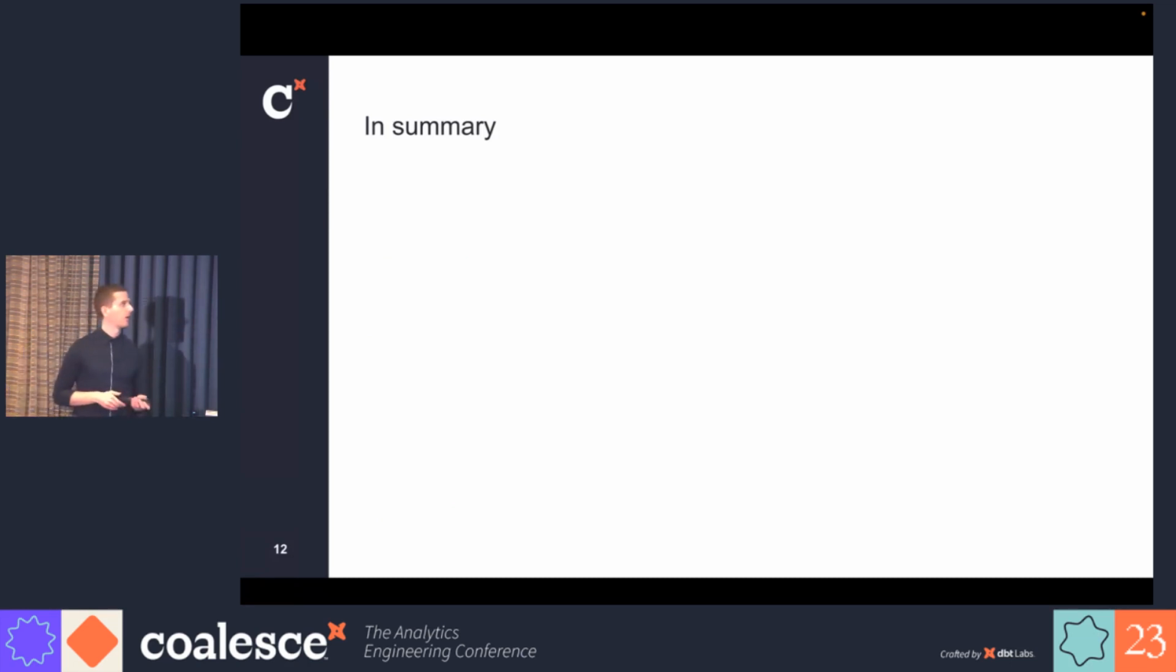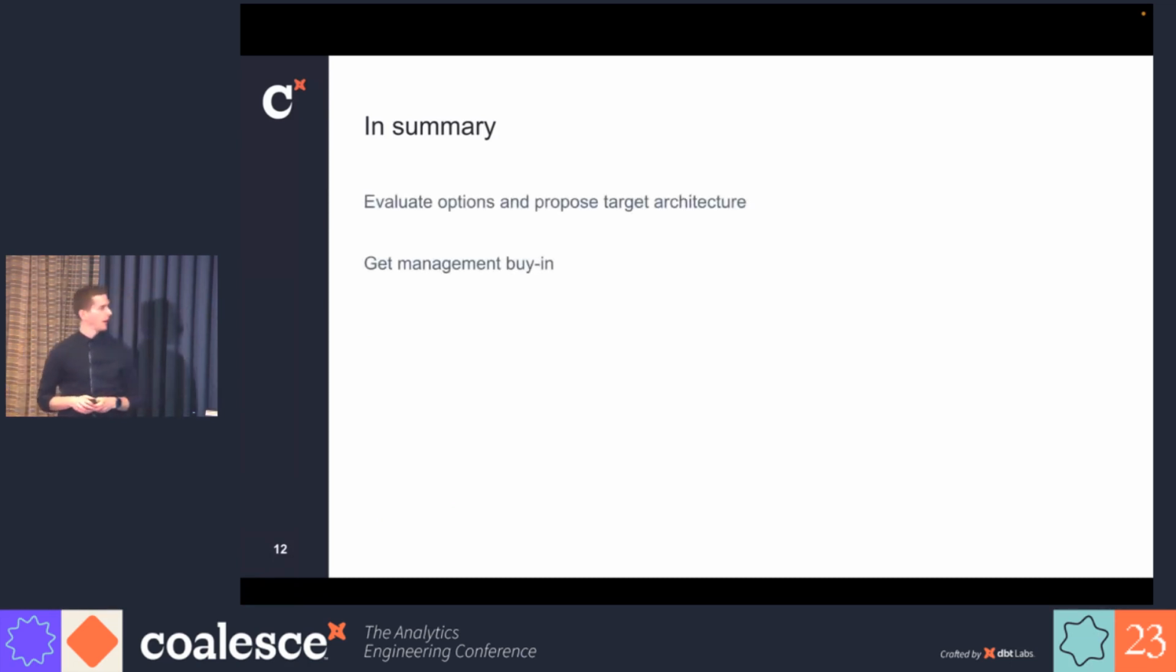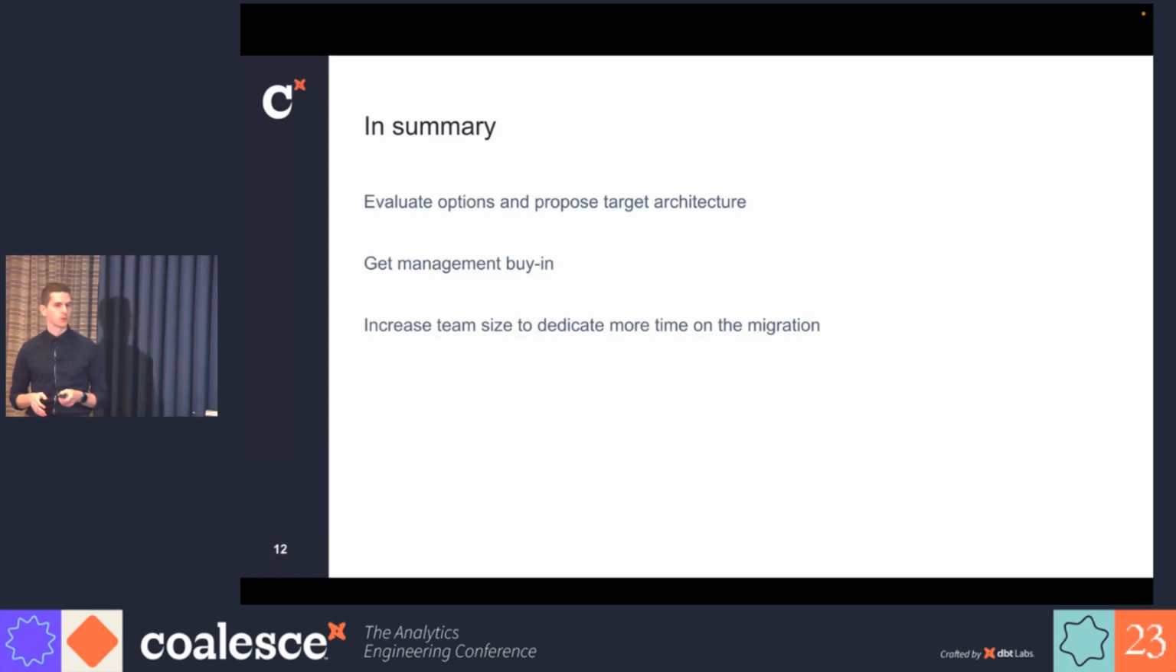So in summary here, two things that are really important and that can go hand in hand is that you need to talk to your management and get management buy-in to solve all of these issues. And then as you do this, you also try to evaluate and formulate an architecture that would solve all of these problems. And then once you get management buy-in, you can finally increase your team size, at least that's what we did, to be able to focus efficiently on the migration. So we basically went from 1 data engineer to 2.